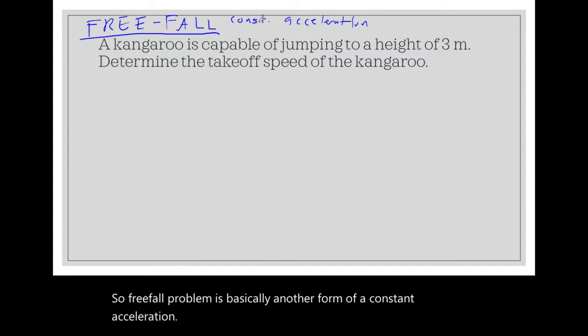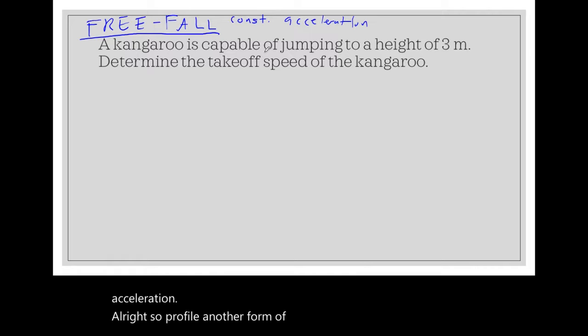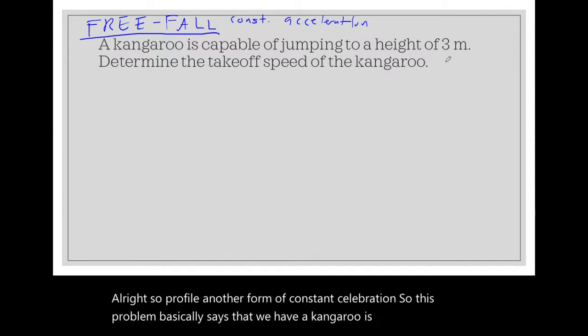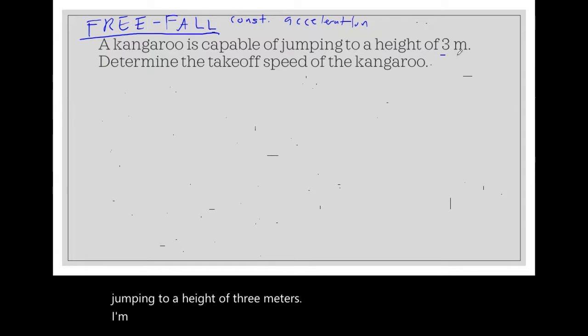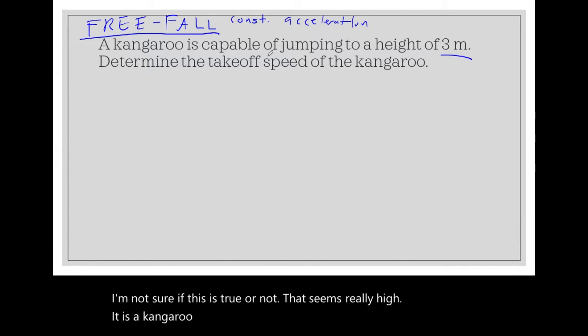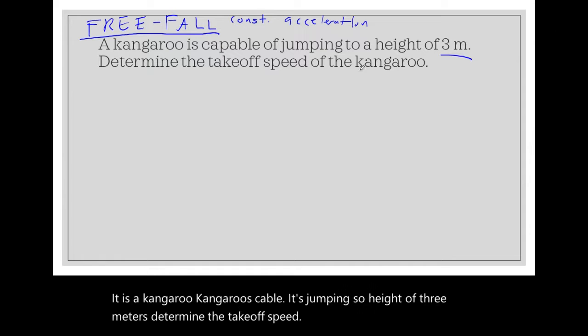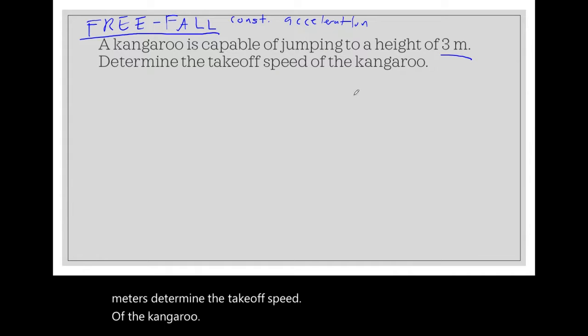Right? So free fall, another form of constant acceleration. This problem basically says that a kangaroo is capable of jumping to a height of 3 meters. I'm not sure if that's true or not. That seems really high, but it is a kangaroo. A kangaroo is capable of jumping to a height of 3 meters. Determine the takeoff speed of the kangaroo.